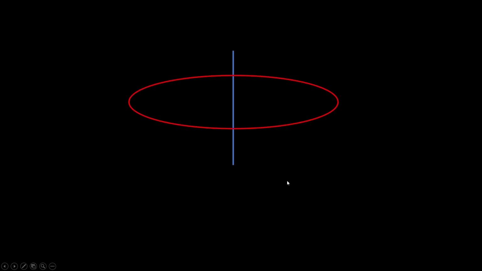Now we will find the relationship between angular velocity and linear velocity. This is the rotation axis and this is the circular orbit through which this body rotates. Let the linear velocity at any point be v, and this orbit has a radius r. So the relationship between angular velocity and linear velocity is v equals omega r. This is a scalar relationship.